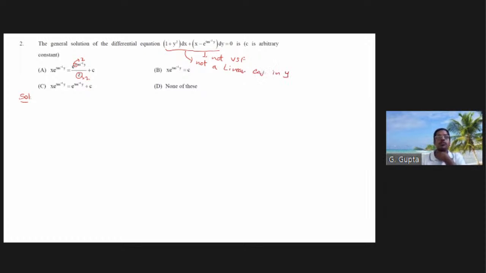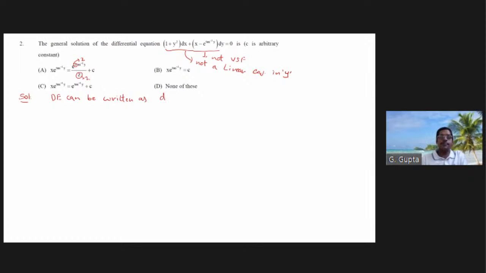So then what to do? Let us compare with the linear equation in x. To write this as a linear equation in x, the first term is dx by dy. To get dx by dy, first divide both sides by dy and then divide by 1 plus y square. The differential equation can be written as follows. Let us check whether we get a linear equation in x. If we do not get a linear equation in x, then the next one is the Bernoulli equation in y.